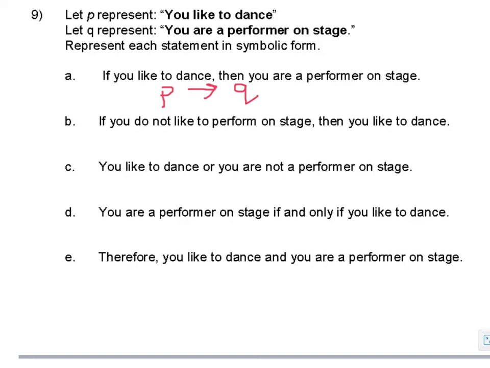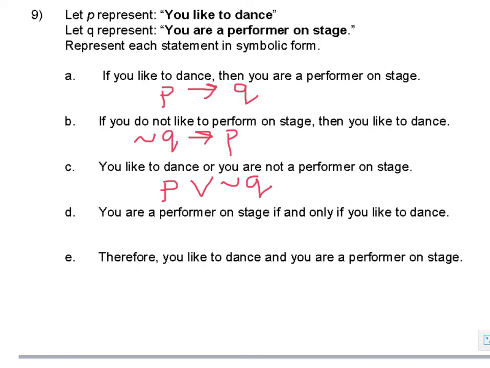Okay, if you do not like to perform on stage, that would be not Q. If then you like to dance is P. C, you like to dance or you are not a performer on stage. You like to dance is P. Or is the upside down arrow. You are not a performer on stage is not Q.